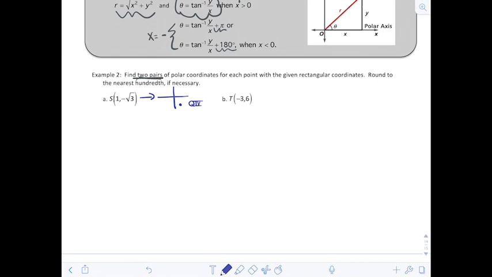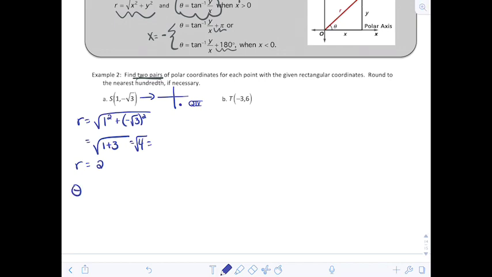So we would not have to make an adjustment with theta because we're going to be able to get an angle in quadrant 4 when we do the tan inverse. So to get my r value, I'm going to take the square root of 1 squared plus negative root 3 squared. That's going to be the square root of 1 plus 3, which is the square root of 4, and that is 2. So my r value is 2.